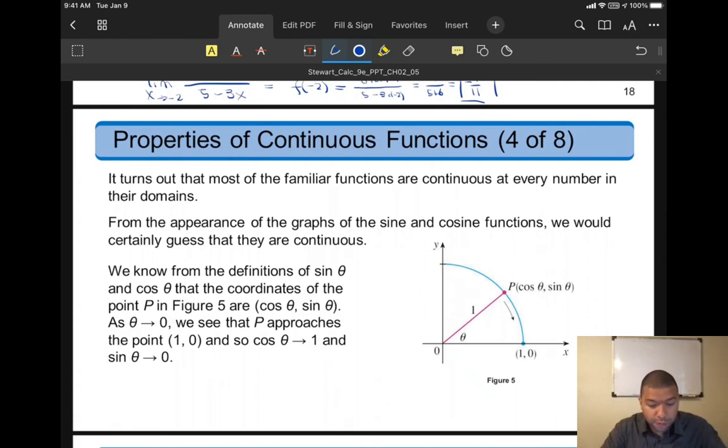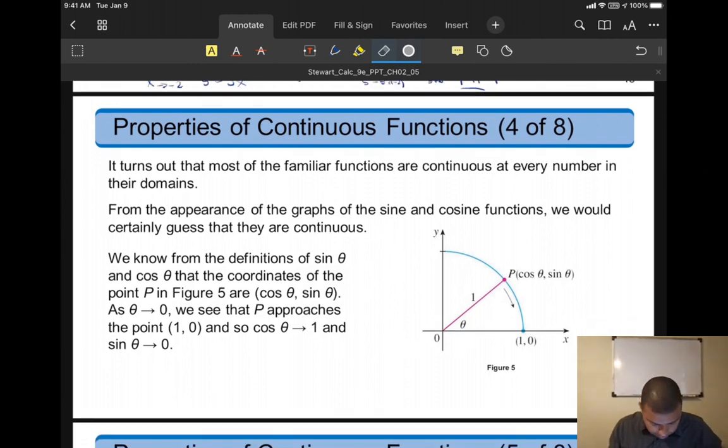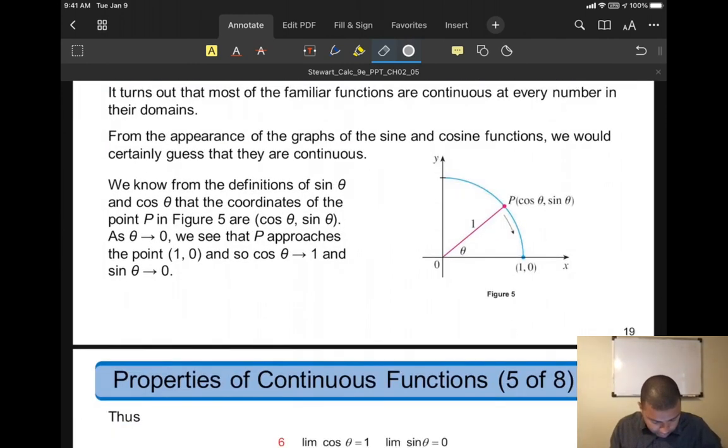Good news for you if you're seeing continuity for the first time. Most functions that we use are continuous. For example, sine and cosine that we studied extensively in Math 142 if you took this class. Sine and cosine are continuous. Remember that we discussed in Math 142, cosine is like the shadow of this point right here. If you change the angle by just a little bit, then that shadow changes by just a little bit. So we can easily tell that this is a continuous function. Same for sine.